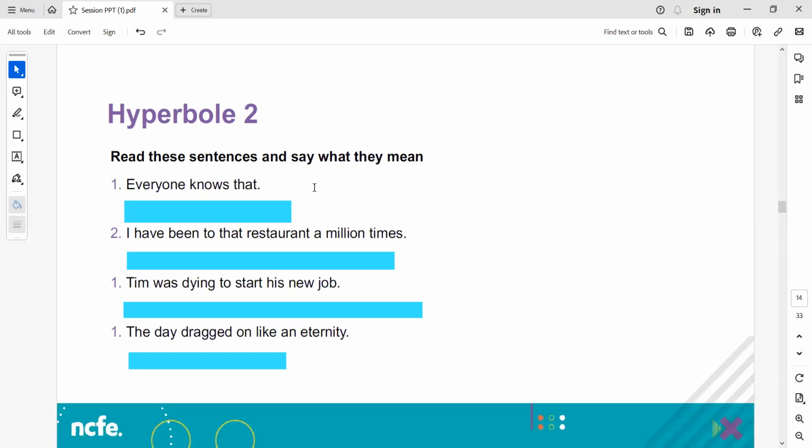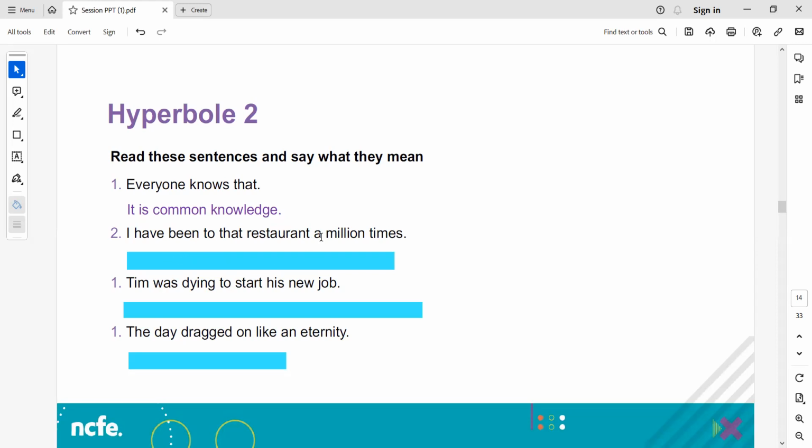So what do these sentences mean? Everyone knows that. We can't question everyone in the world on whether they know a certain fact. It's unlikely everybody knows it, but they've said everyone. What do they mean? They mean that you're supposed to know because everyone knows about it. Good. It's common knowledge that most people know that, so why don't you know it? Everybody knows that. Good.